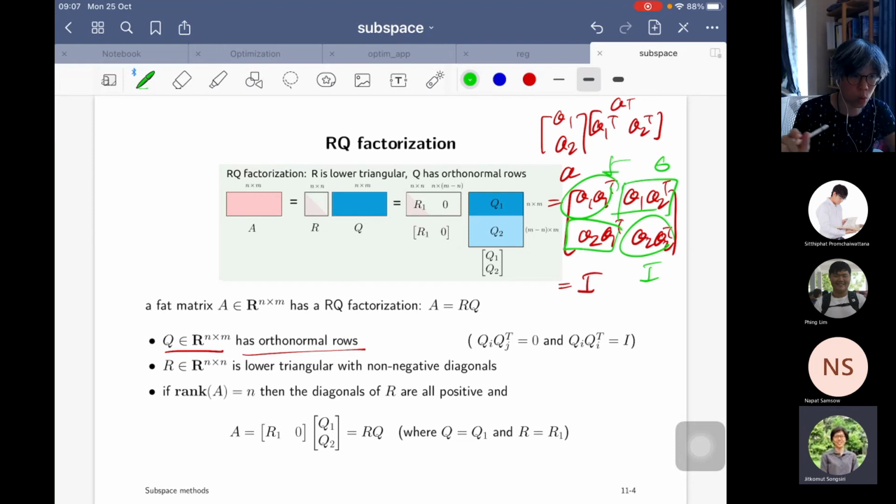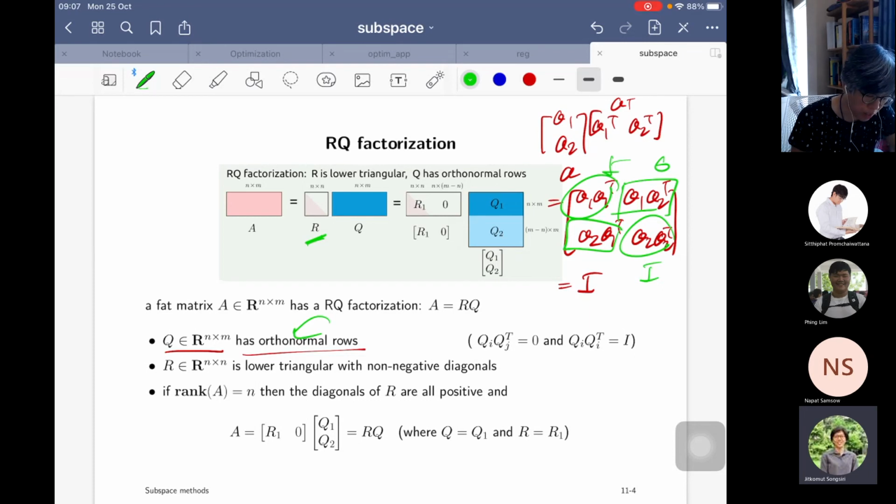The rows are orthogonal. So each row is orthogonal to the others, and each row is normalized in such a way that its norm is 1, and that is called orthonormal. All right, the matrix R, as I said, is lower triangular with non-negative diagonals. It's non-negative, which means some of them could be 0, some of them can be positive.